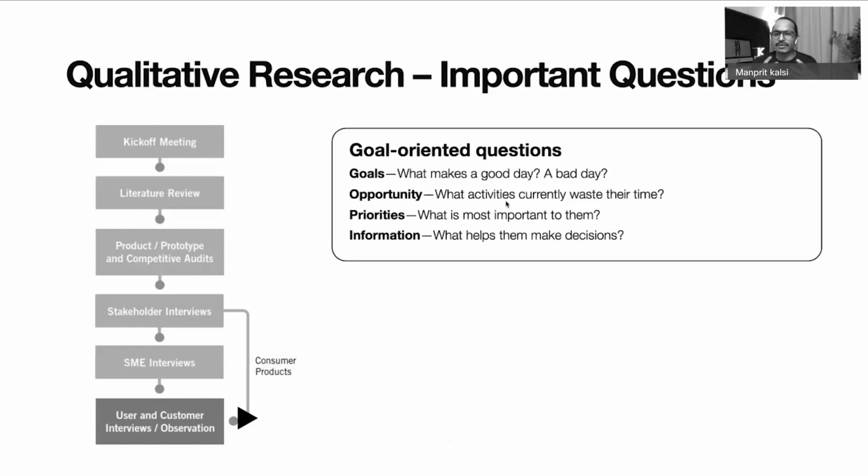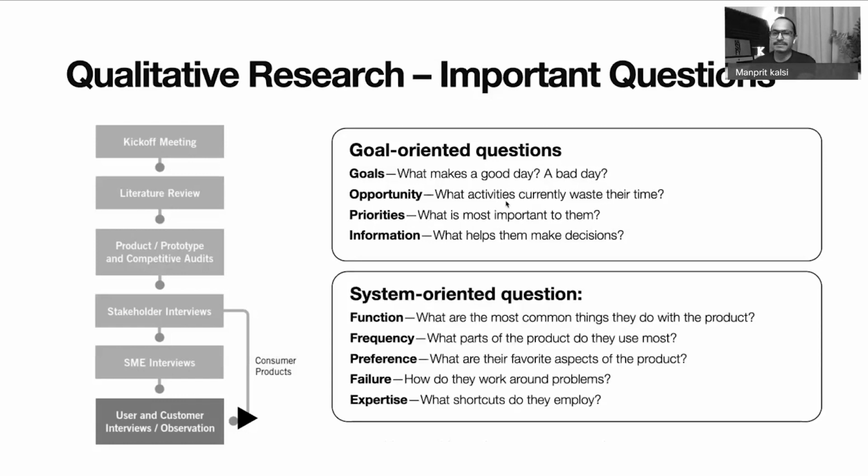So basically these are goal driven questions wherein we try to understand why he's there on the app or the product. Basically we try to get that answer. And then system is all about function, frequency, failure, expertise. When you are using the system, whether you're getting the response or not, what are the most important features that they use, what are the shortcuts that they're applying. So one is why they are on the app, and the other is what activities they perform. That's it, goal driven and system driven. So this is good to know.